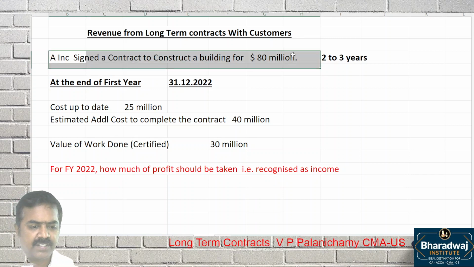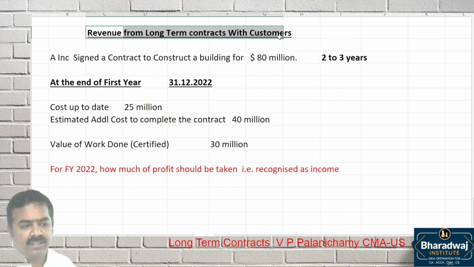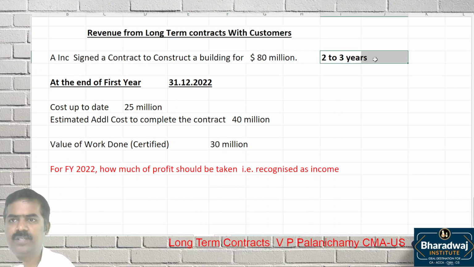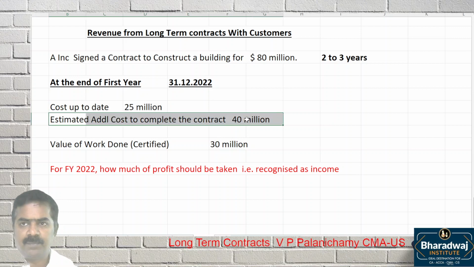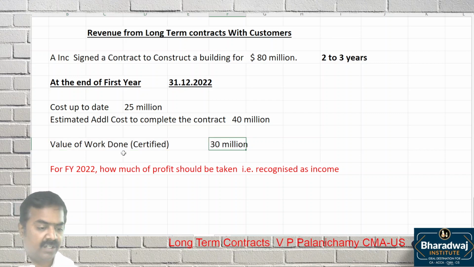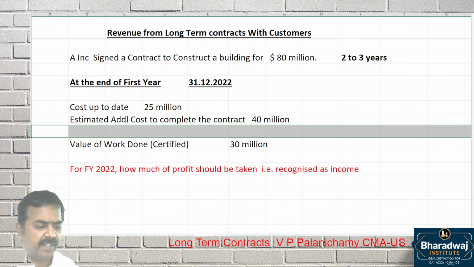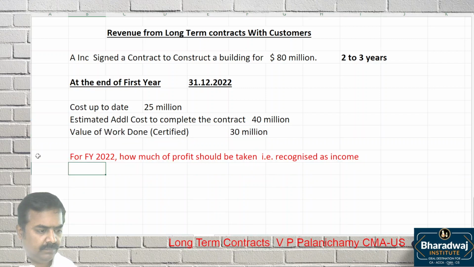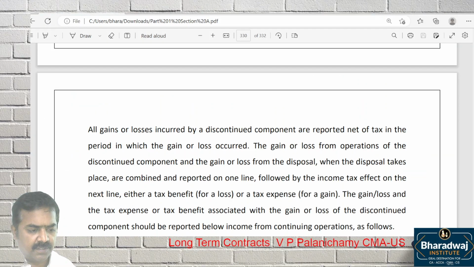Clear? Now it is a contract for 1 year or more than 1 year? More than 1 year. That's why it is called as what? Revenue from long-term contract with customers. It may take 2 years or 3 years or 5 years to complete. At the end of the first year, is the work complete? No. We spent 25 million. We have to spend additional 40 million in the future, which may be in second year or third year to complete the work. We have done the work worth how much? Value of the work done 30 million. For the financial year 2022, how much of profit should be taken? That is what we are going to discuss now.